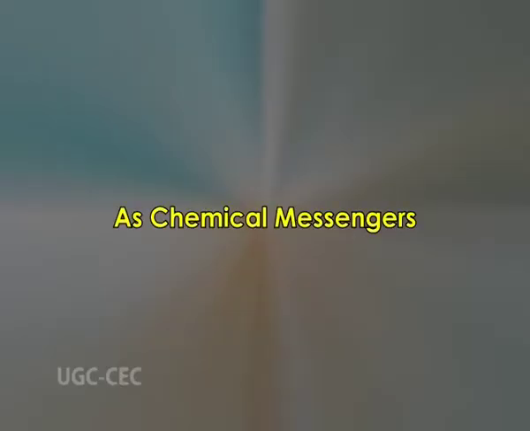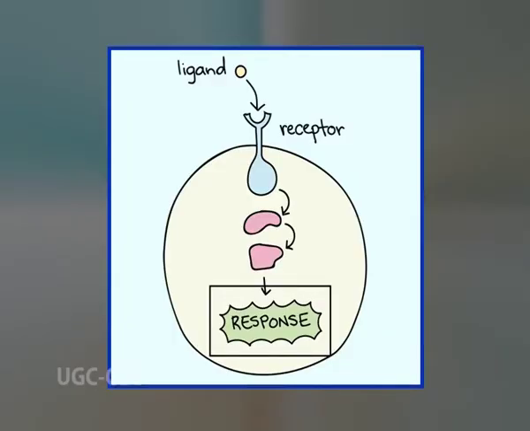Thirdly, as chemical messengers. The cells respond to their environment by taking cues from hormones or other chemical signals in the surrounding medium. The interaction of these chemical signals with receptors on the cell surface often leads to formation of second messengers inside the cell, which in turn lead to adaptive changes inside the cell. Often, the second messenger is a nucleotide.